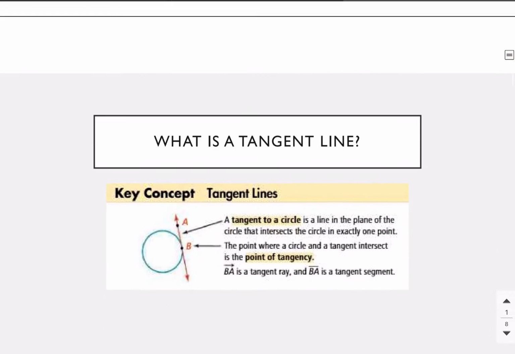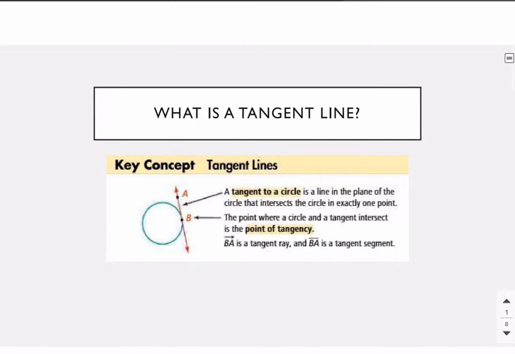A couple things we'll need to know before we get started. We need to know what a tangent line is. A tangent to a circle is a line in the plane of the circle that intersects the circle in exactly one point. If we look, we have where it intersects, between A and B. The point where a circle and the tangent intersect is the point of tangency.